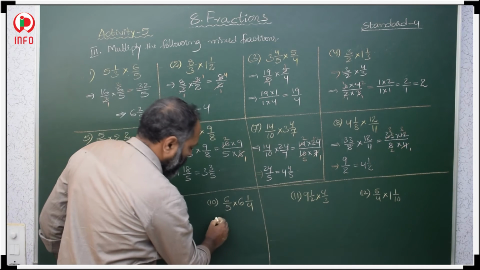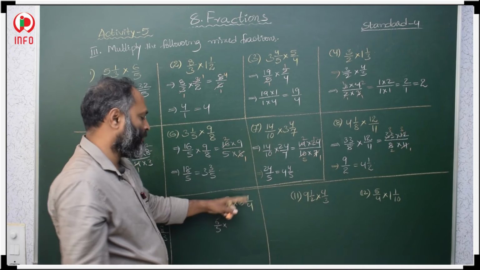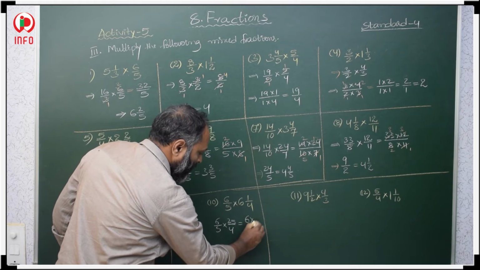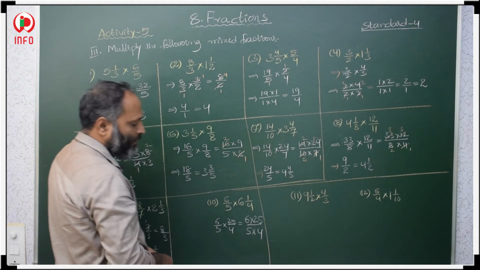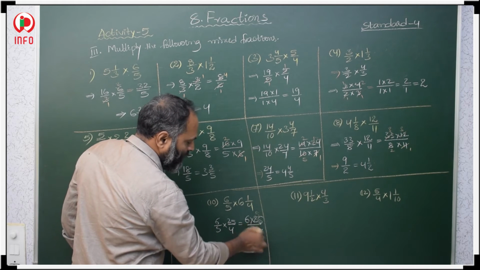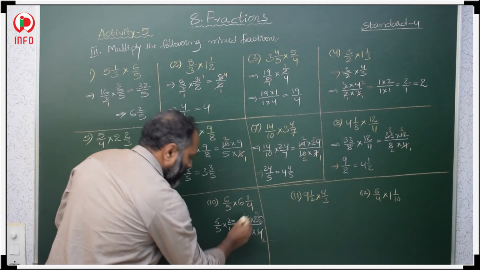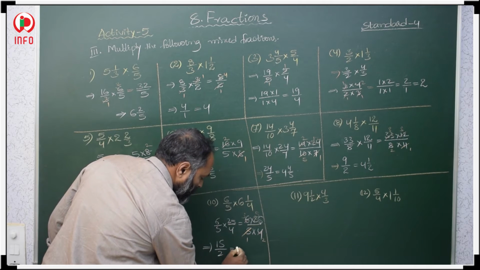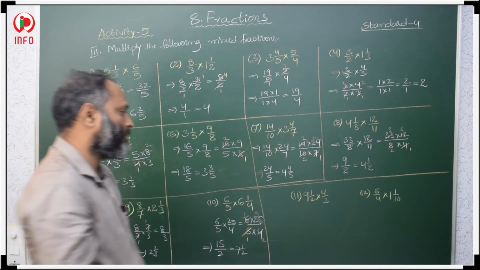Then 6 by 5 into improper. 4 6s are 24 plus 1 is 25. 25 by 4, that is 6 into 25 by 5 into 4. Then these two have common factor 5. 5 ones are 5, 5 fives are 25. These two have common factor 2. 2 twos are 4, 2 threes are 6. Now 3 fives are 15 by 1 twos are 2. 15 by 2 means 7 1 by 2 in mixed fraction.